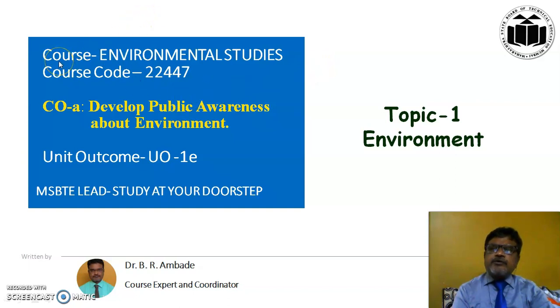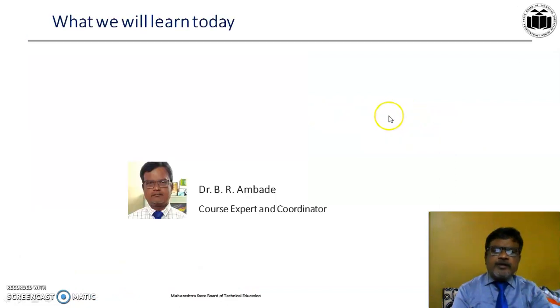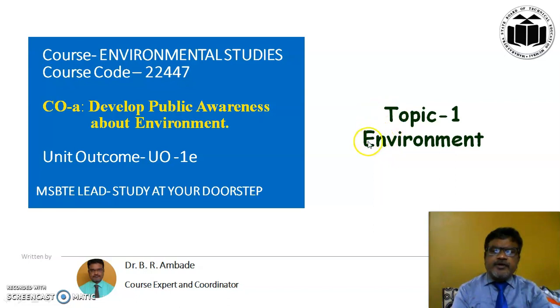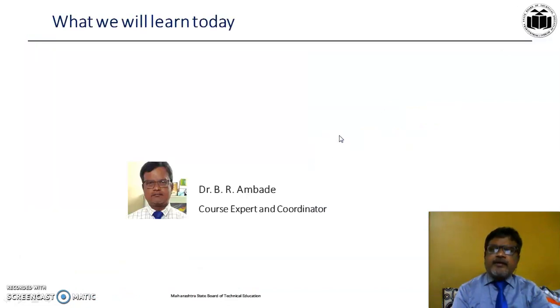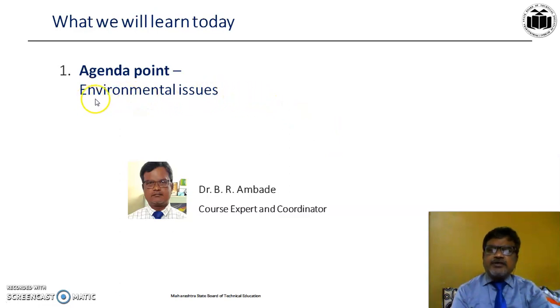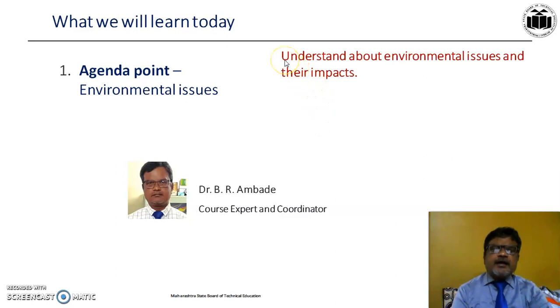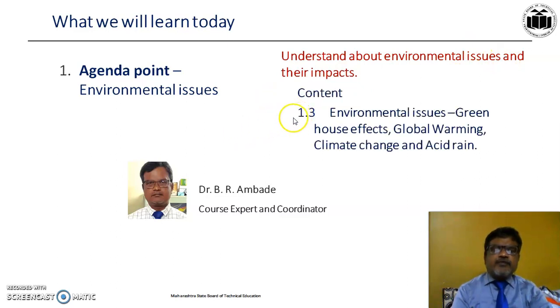Today, we have to study the course Environmental Studies, having course code 22447, and the topic is environment. Here we have to satisfy CO A, which is develop public awareness about environment, and to satisfy this CO we have to study unit outcome UO 1E. Today's agenda is environmental issues, and our takeaway is to understand environmental issues and their impacts. The content for today's lecture is various environmental issues.